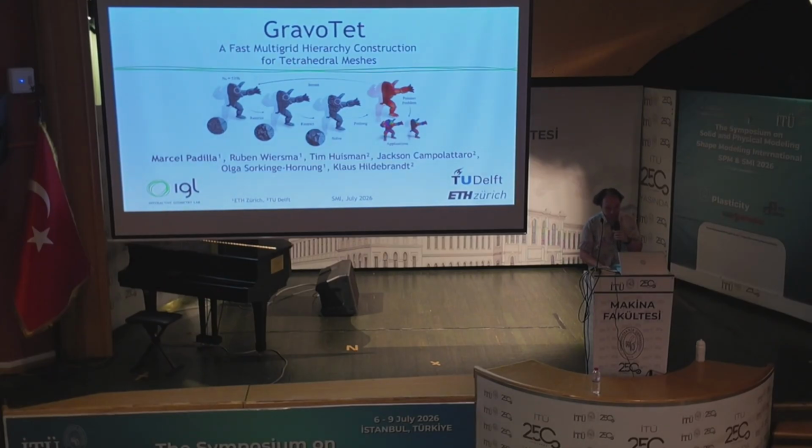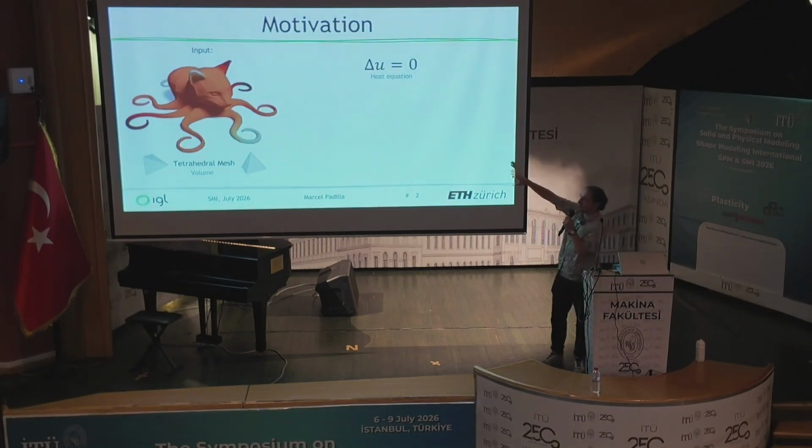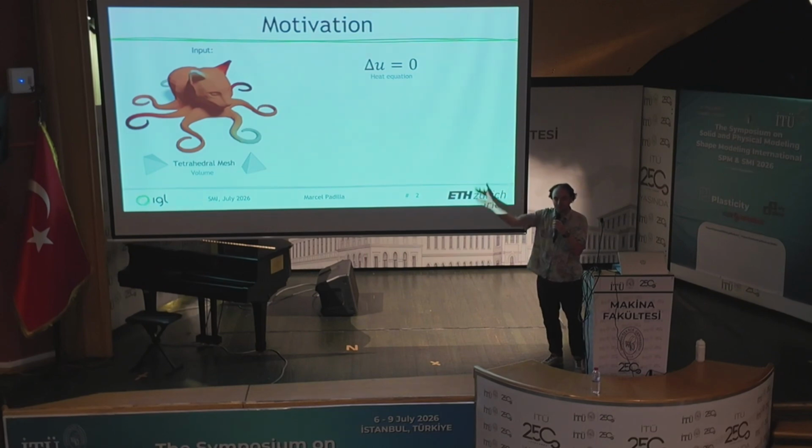Let's get right started. So we walk around Istanbul and we meet this octocat. And the first thing that comes to my mind is, can I tetrahedralize this and then solve a heat equation on it? So this cat is now not just a surface, it is a volume full of little tetrahedra.